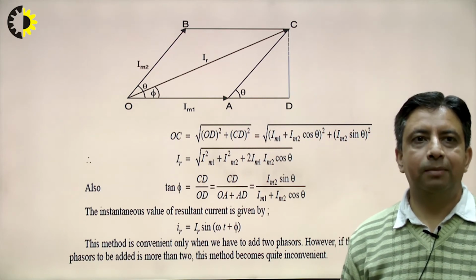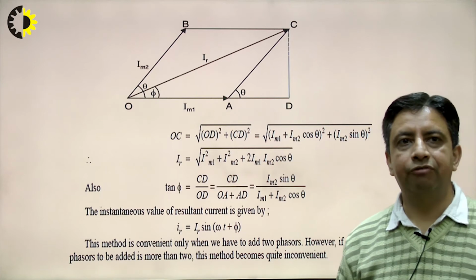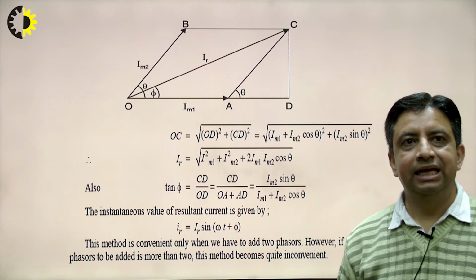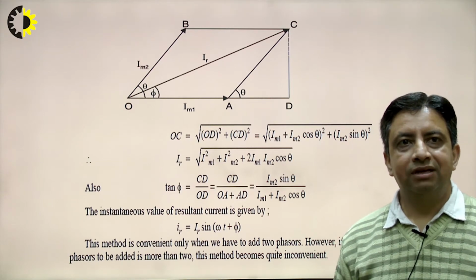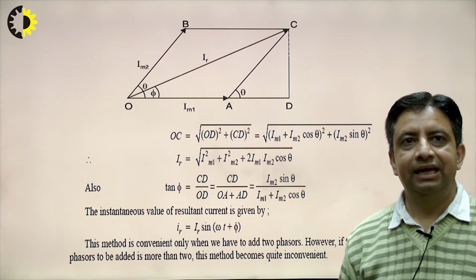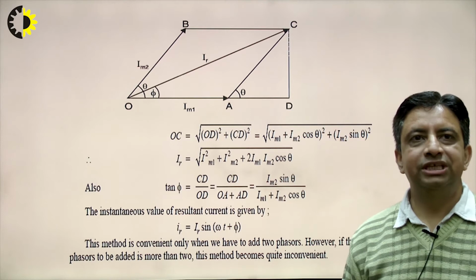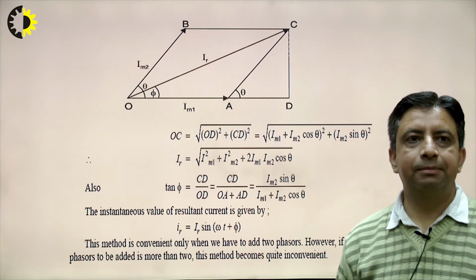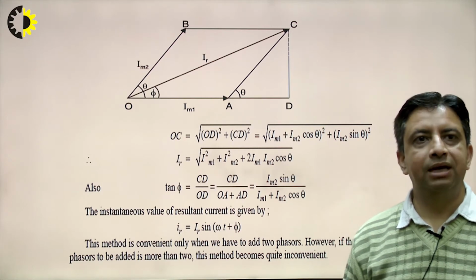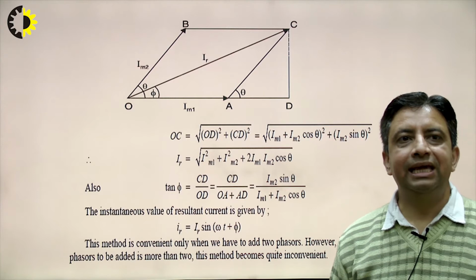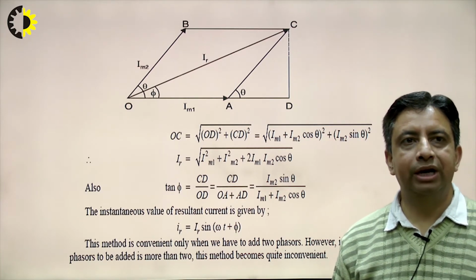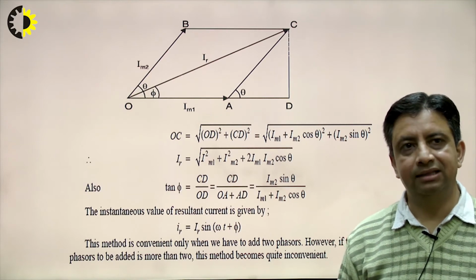Now, to solve this problem, again we will take the help of Pythagoras theorem. You can see here that OC is the first line, OD is the base, and CD is the perpendicular. So OC will be the hypotenuse. Using the Pythagoras theorem, we can write OC equals the square root of OD squared plus CD squared. Now, OD is the horizontal component. So we have to take the horizontal component of both the first current and the second current.